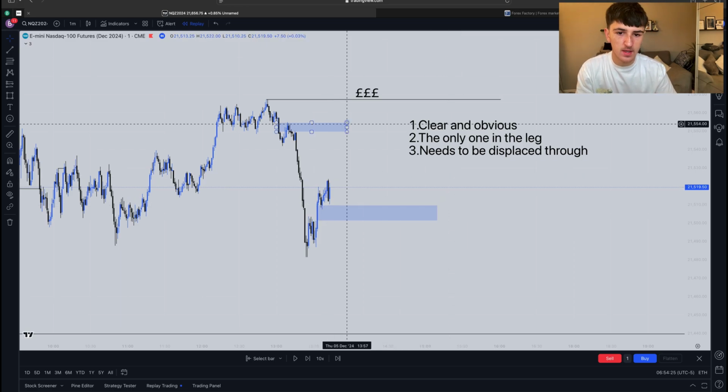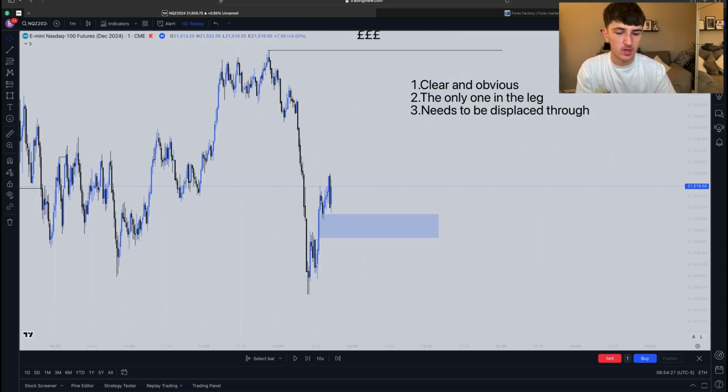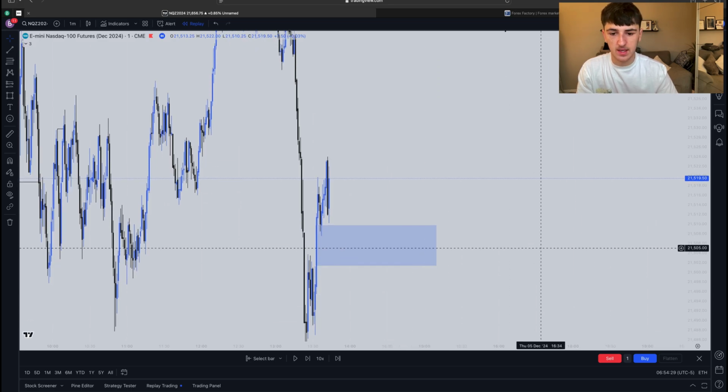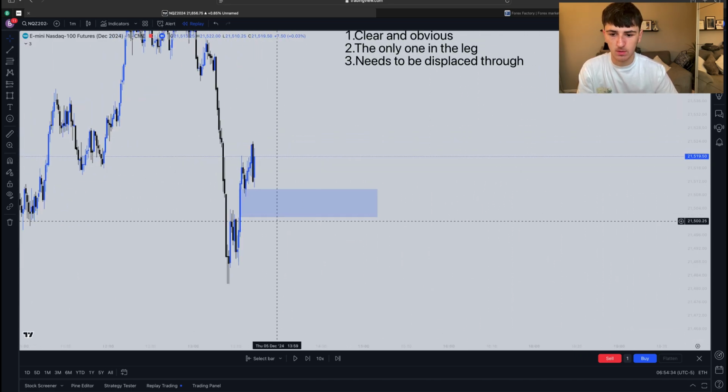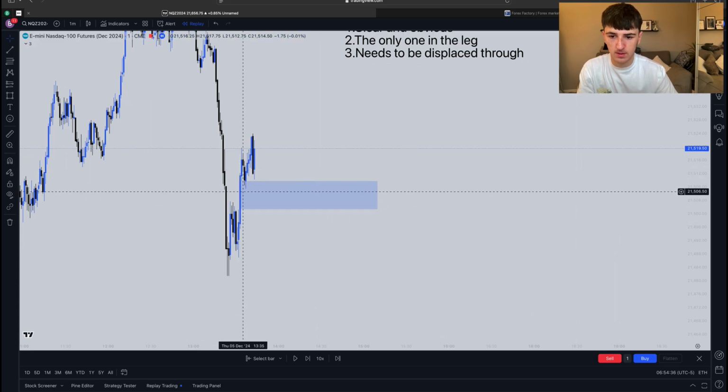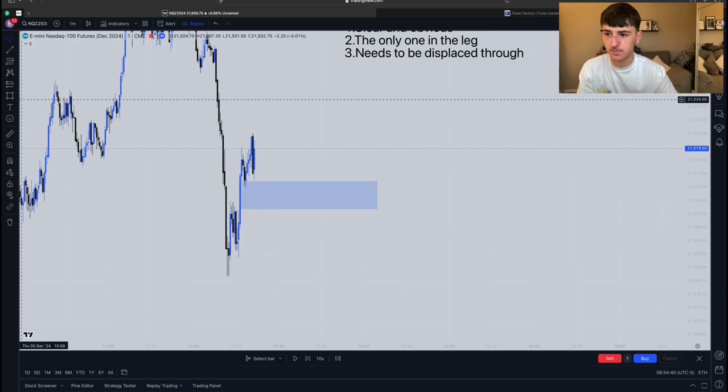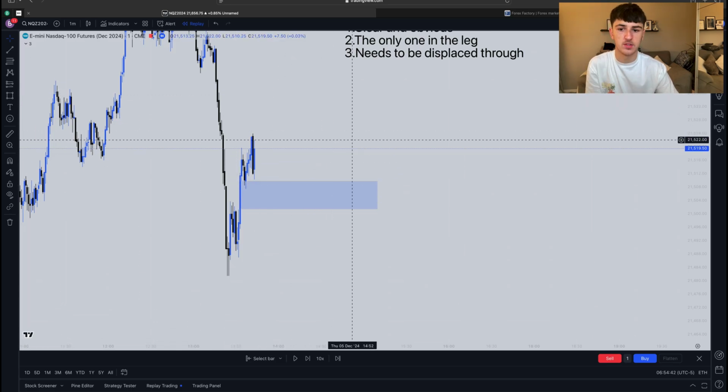That is what you want to see. Now, secondly, is it the only one in the leg? What that means is, is the fair value gap the only one that you can see in that price action? So here, in this bullish leg, this is the only bullish gap that there is, and it's clear and obvious, okay? So again, it applies to number 2.